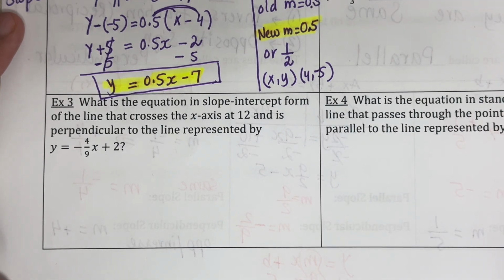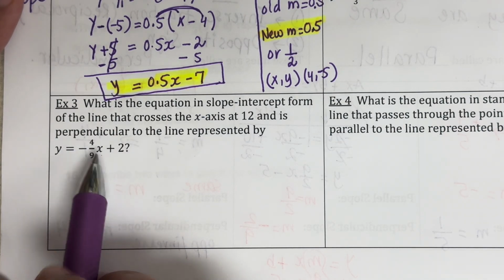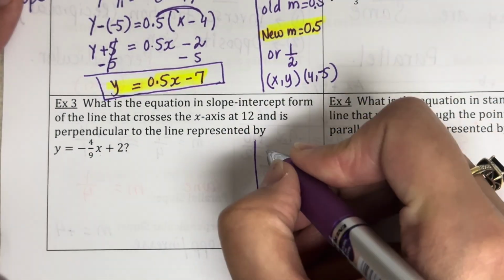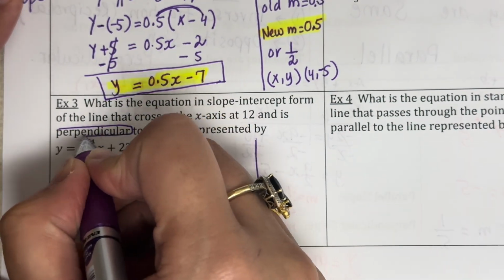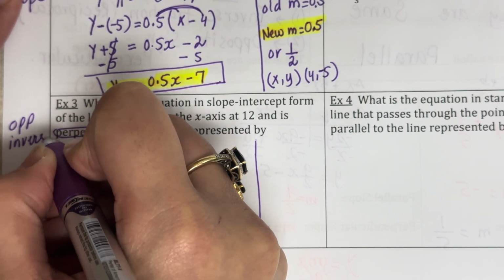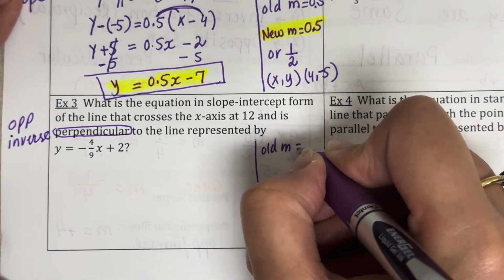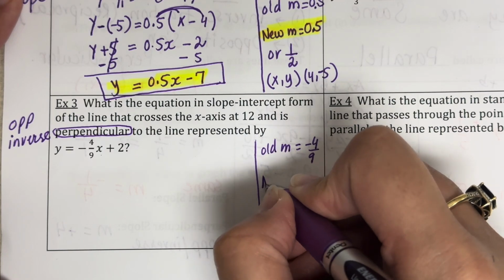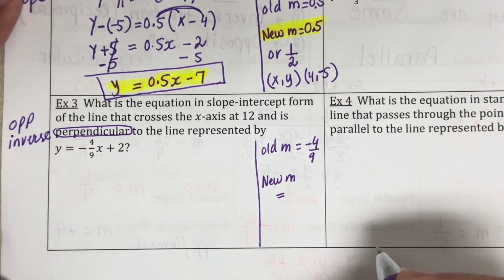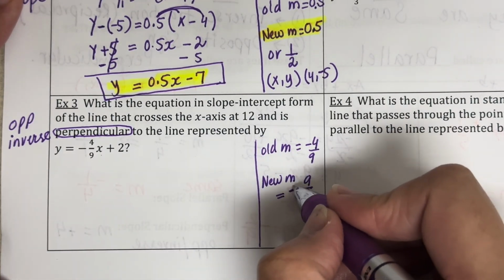What is the equation in slope-intercept form of the line that crosses the x-axis at 12 and is perpendicular to the line represented by y equals -4/9 x plus 2? My keyword is perpendicular. It is opposite and inverse. Old slope is -4/9. New slope will be, flip it and change the sign. I'm going to flip it, it should become 9/4, and change the sign, it should become positive.